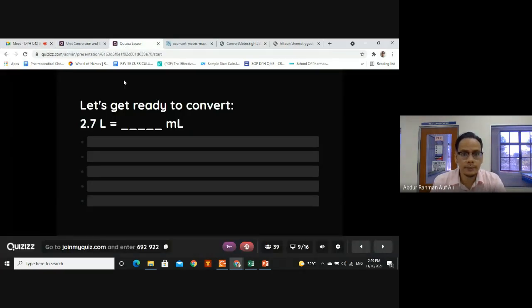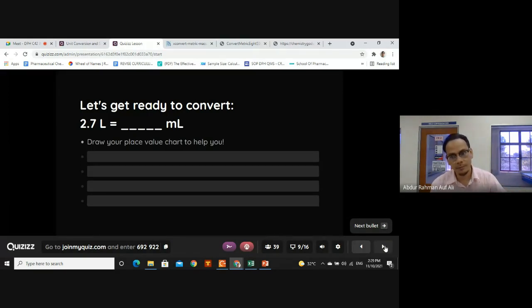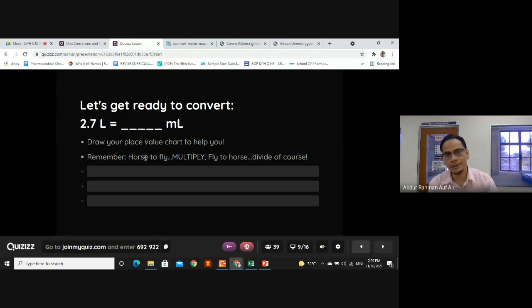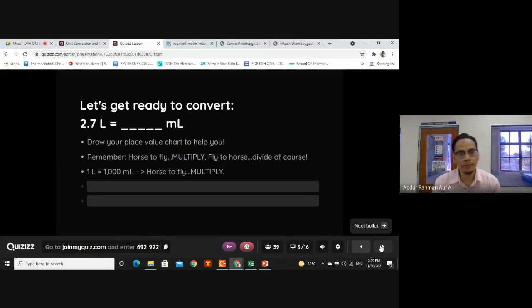Okay, so another example kat sini, kalau 2.7 liter to milliliter. So we want to convert from something big, which is liter, to something that is small. Okay, so remember this analogy. If you want to convert from something big to something small, you multiply with a conversion factor. So you remember 1 liter bersamaan dengan 1000 milliliter. So this is the conversion factor. So you multiply by 1000 because 1 liter bersamaan dengan 1000 milliliter.